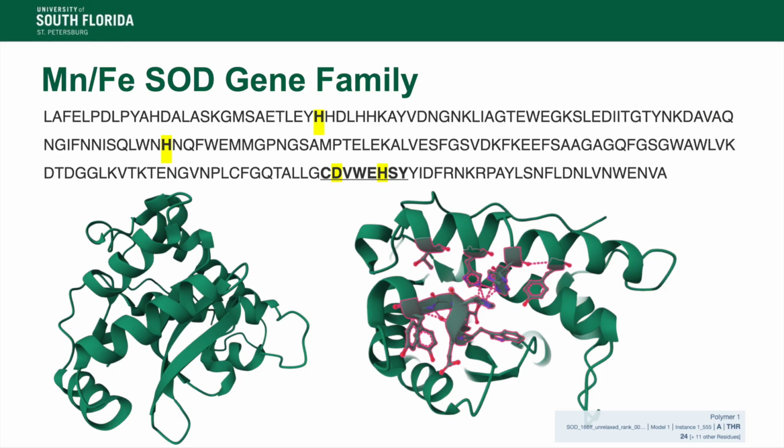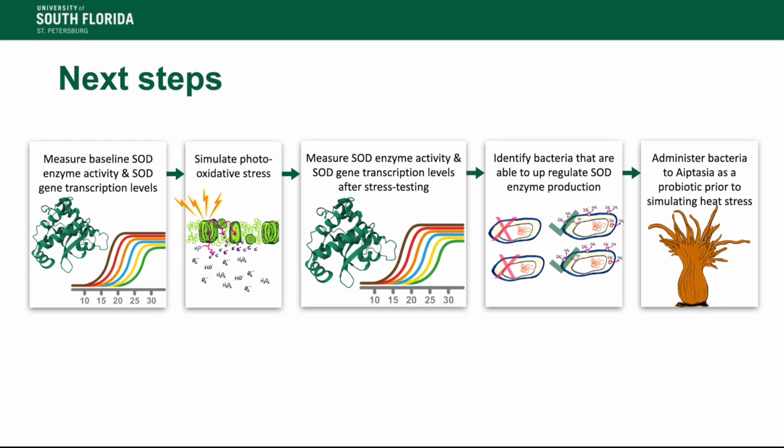The image on the left is the structure of the folded protein, and the image on the right is that same protein with the active binding site formed by those key amino acids, highlighted in red. Next steps for this research would be to identify bacteria that are able to upregulate SOD enzyme production when it detects signs of photo-oxidative stress, and then use these bacterial species as part of a probiotic mix administered to its host prior to heat stress.